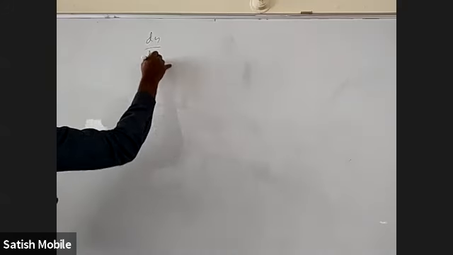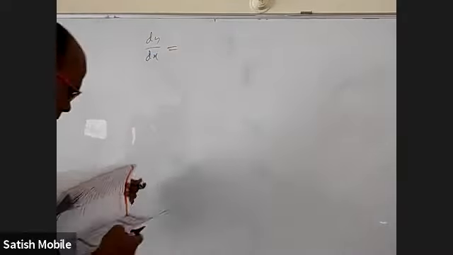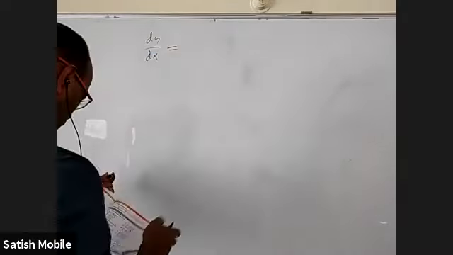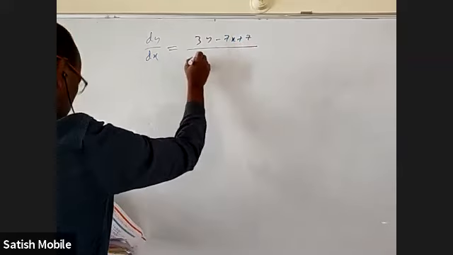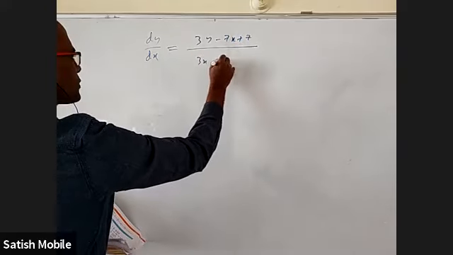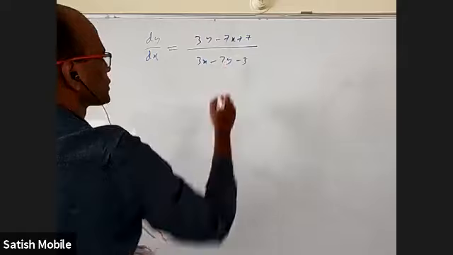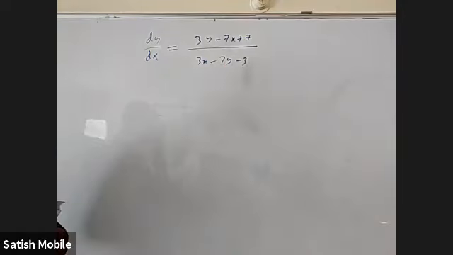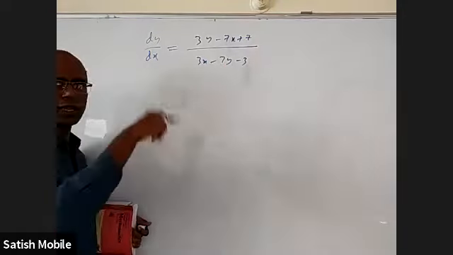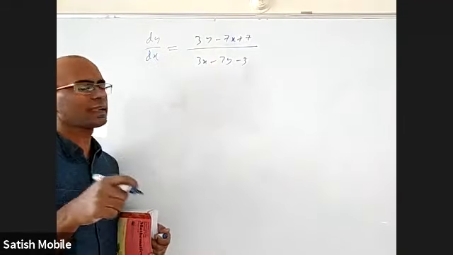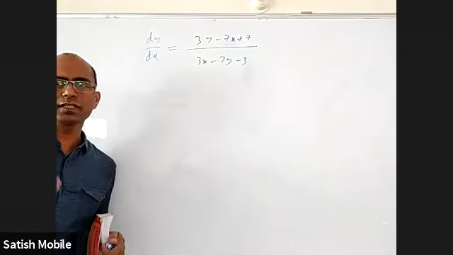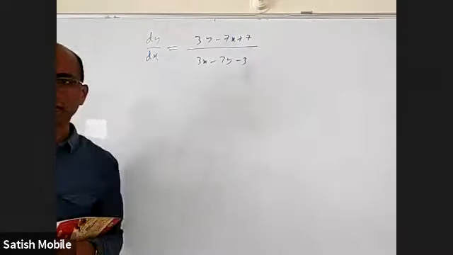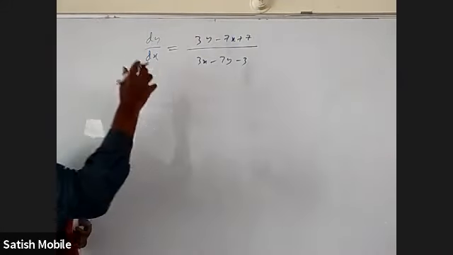dy/dx = (3y − 7x + 7)/(3x − 7y − 3). Okay, normally I'm supposed to take small x as capital X plus h, small y as capital Y plus k, and find what h and k are so that I can eliminate the constant. But here it is easier. I don't have to do that part.